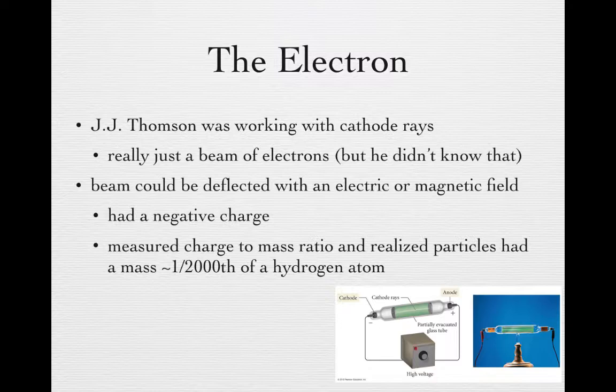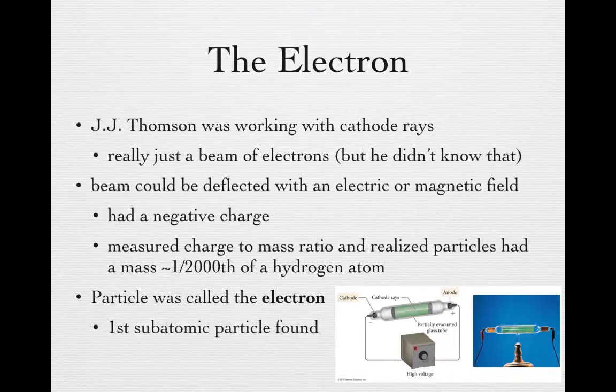But this really was interesting because it was believed for quite some time that hydrogen was the smallest possible particle. And here we have something that's much, much smaller than a hydrogen atom. And so this new particle was called an electron, and that, of course, is what we still call it today. And as we mentioned earlier, this was the first subatomic particle that was found.